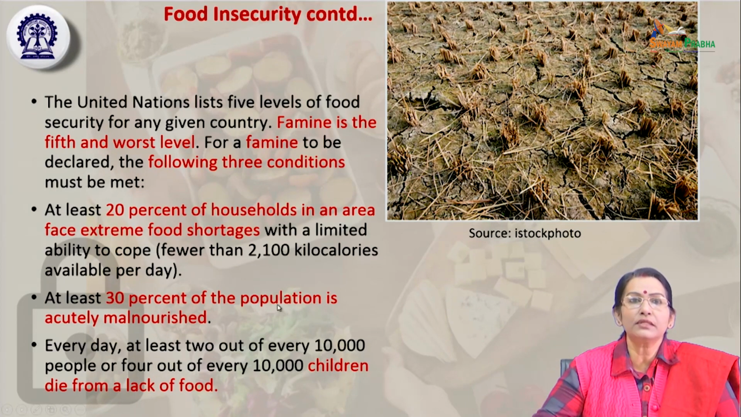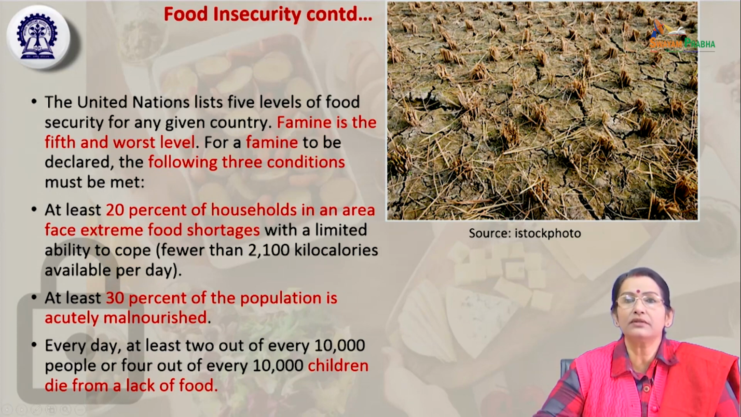And second is 30% of the population is acutely malnourished in that locality. And children die from the lack of food. So, if these three conditions take place in any particular region or zone, then famine is declared, and that is famine as per the United Nations list. Famine is the fifth and the worst level of food insecurity.